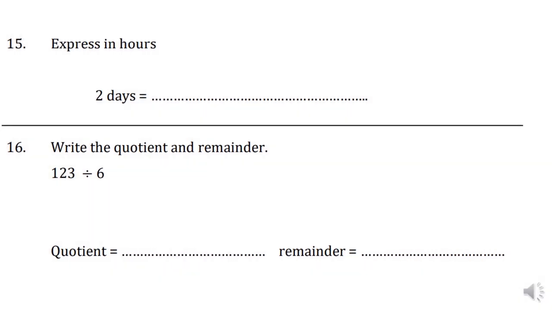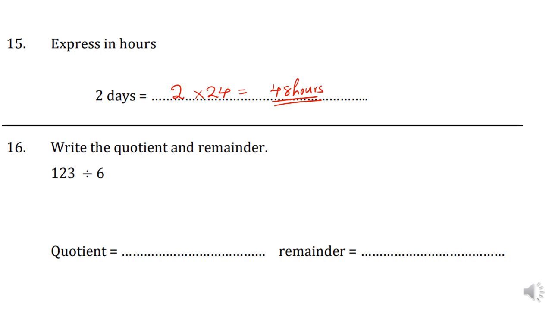Okay, children. Let's go to this 15th question. This is expressed in hours. You have to express 2 days in hours. 1 day means 24 hours. That means 24 into 2 is 48 hours. So I think you get this. It is 48 hours, right? Because there are 24 hours in one day, and if it is 2 days, you have to multiply by 2.